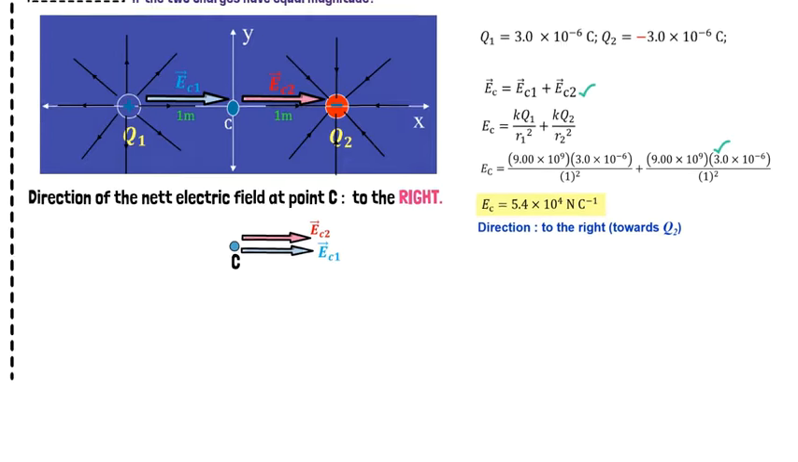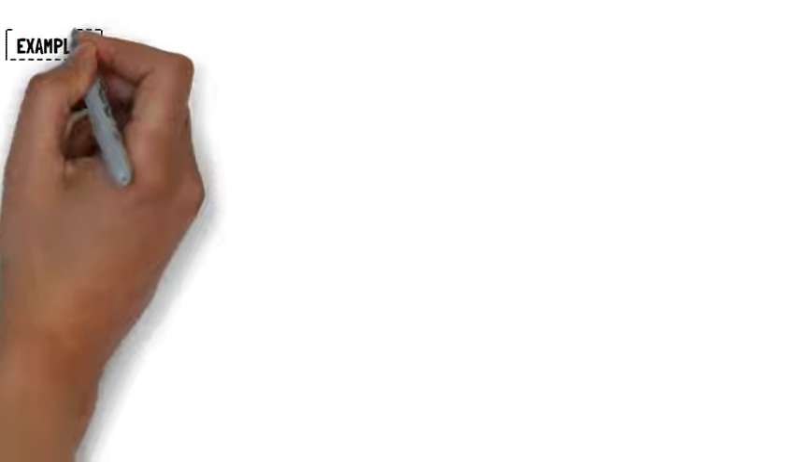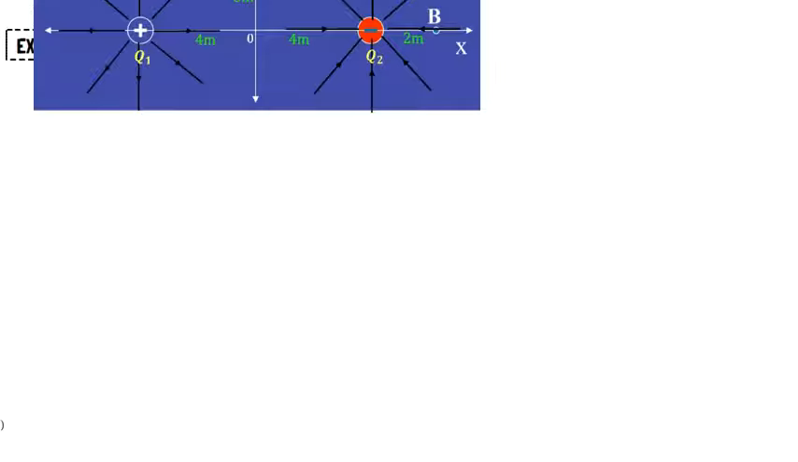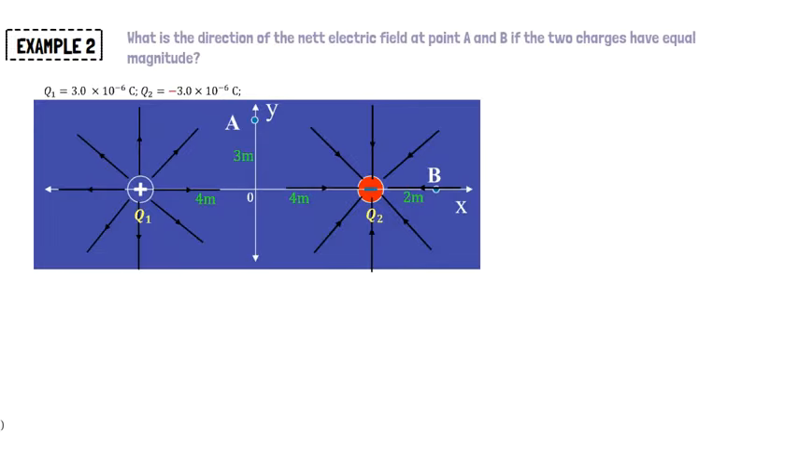Next, we move to the second example. Okay, so here we have Q1 and Q2 sama macam tadi. Cuma kali ini kita nak tentukan the net electric field at point A and point B. Okay, so given that Q1 and Q2 is same magnitude but the charge is positive and negative. So, kita mulakan dengan net electric field at point B dahulu.